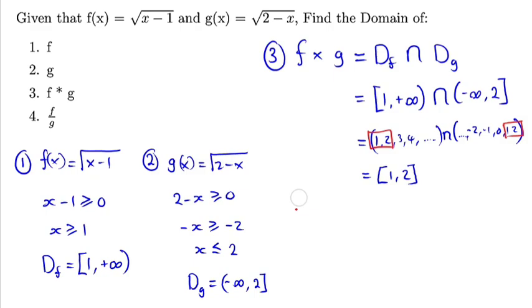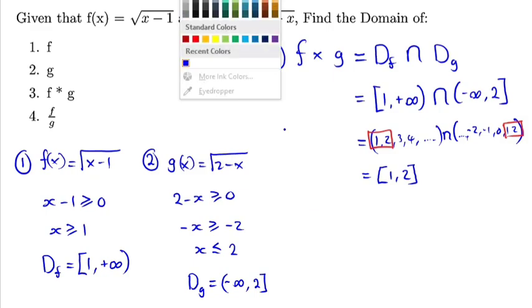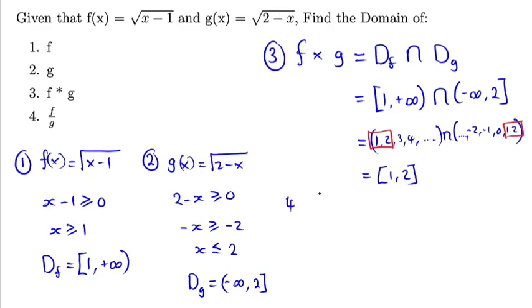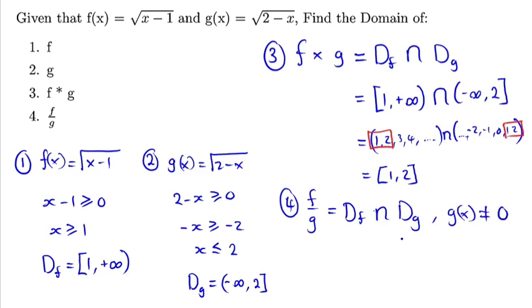So for the last one, we have to find the domain of f over g. So this will be the same as well, as long as the domain of f and the domain of g, with g not 0. So domain of f intersection domain of g on a condition that g of x is not 0.